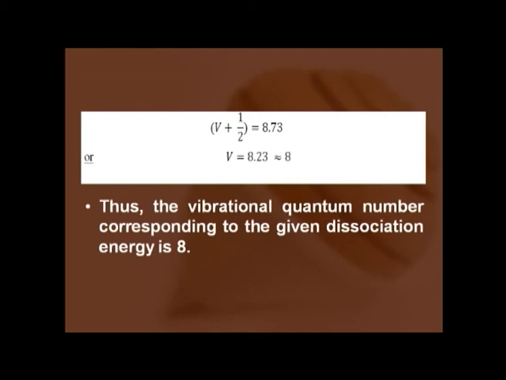On solving, V plus half is equal to 8.73 or V comes out to be 8.23, which can be approximated to a whole number value of 8. Thus, the vibrational quantum number corresponding to the given dissociation energy is equal to 8.